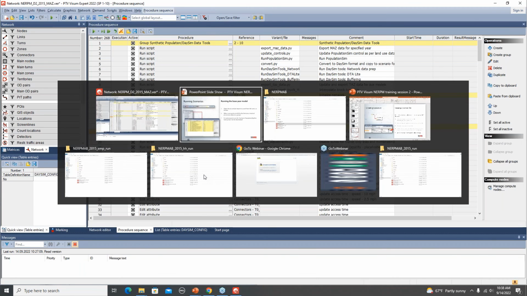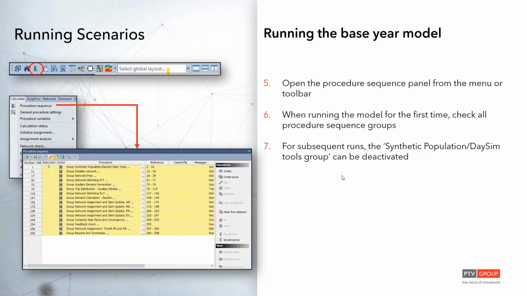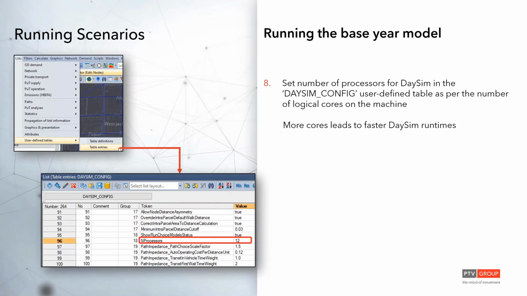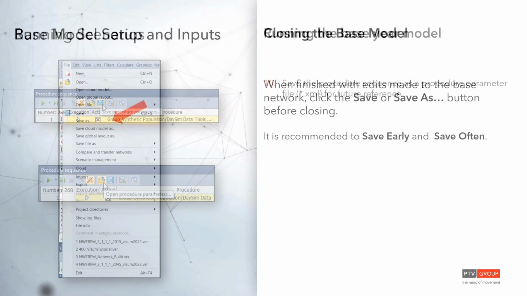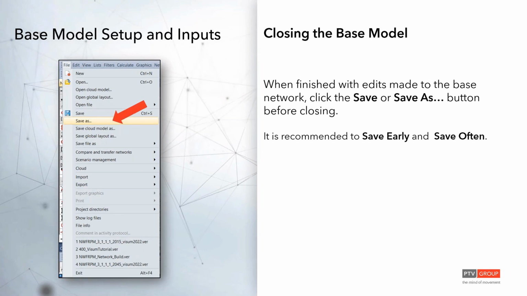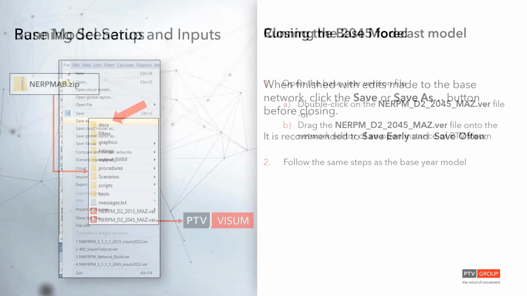Okay, so let's go back to the slideshow here, and we did go through all these steps. All right, so as I mentioned, once you're finished making edits or running the model, it's a good idea to save the version file. And whenever you feel like whether you should save or not, you should always save the file.